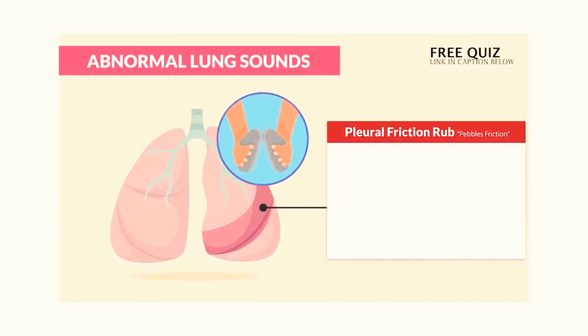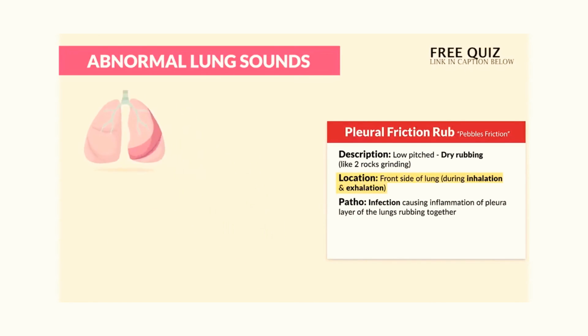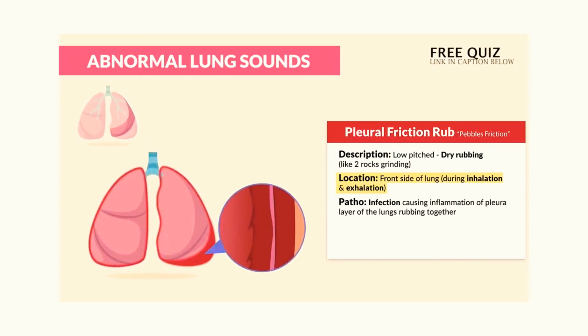Next, we have pleural friction rub, which I call the pebble friction rub, because it sounds like two pebbles being ground together, sounding a lot like this. As you can hear, it's described as low-pitched, dry rubbing. Again, like two rocks being ground together. Now, this is located in the front side of the lung during inhalation and exhalation, basically in and out. And the patho is very simple here. Just think of infection causing inflammation in that pleural layer of the lungs, and that is what's rubbing together, causing that grinding sound.